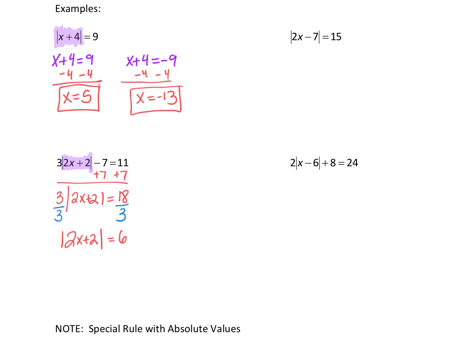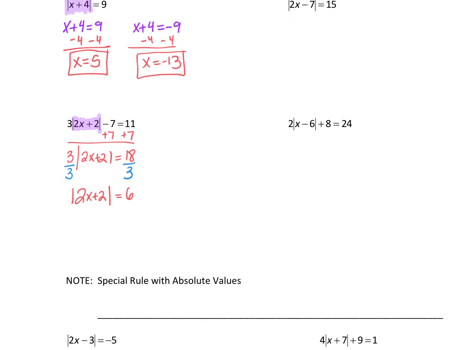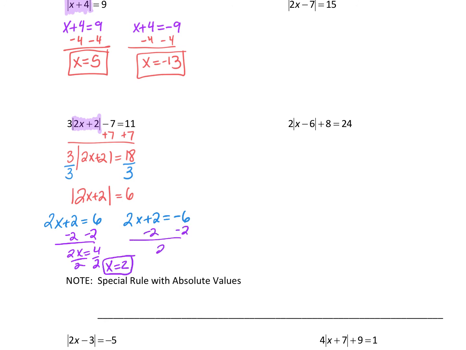Now that my absolute value is alone, I can write my 2 equations. So I'm going to have 2x plus 2 equals 6, and 2x plus 2 equals negative 6. And now I can just solve both of these. So we're going to minus 2. Look at that, x equals 2, minus 2, divide by 2, and I'll get x equals negative 4.